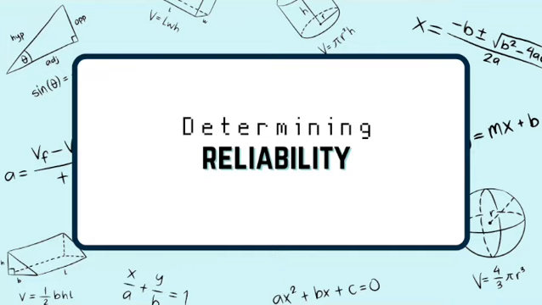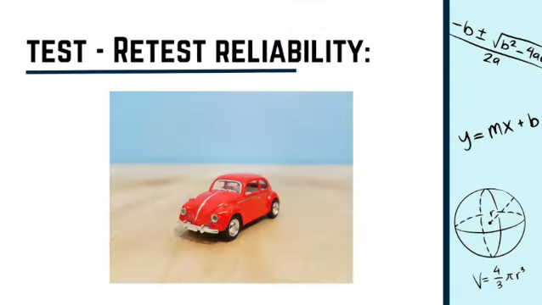Let's look at determining reliability. First off is test-retest reliability. Once again, I'm going to give you a fun example. So let's say that you have a favorite toy car and you want to make sure that it always moves the same distance every time you push it. Retest reliability is like checking if your toy car travels the same distance when you push it multiple times. If each time you push it from the same spot, it moves almost the same distance, then your little car is reliable.